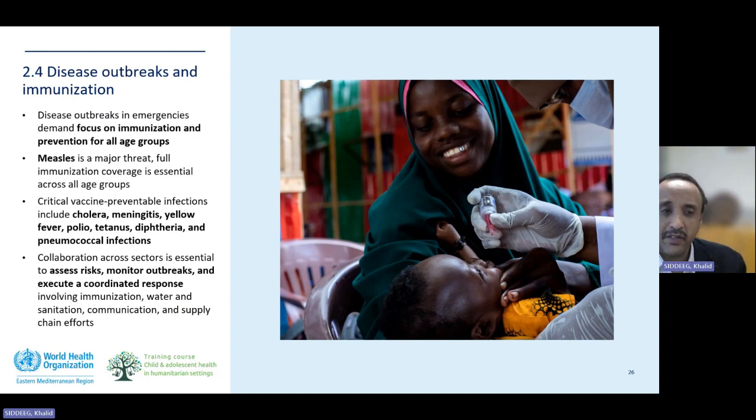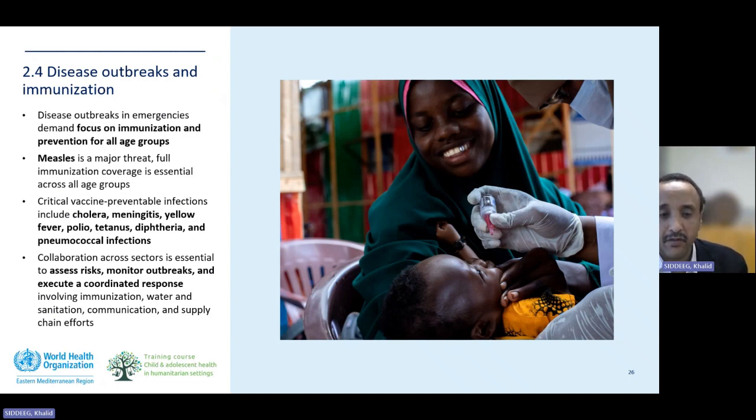We need to make sure all the prevention measures for measles are in place, and also that the case management, the skills of care providers, and the facility supplies are in place. So measles is one of the diseases we always fear during emergencies, in addition to all other vaccine-preventable diseases. And we need to make sure that we are having this, because outbreak response is not the business of one sector.